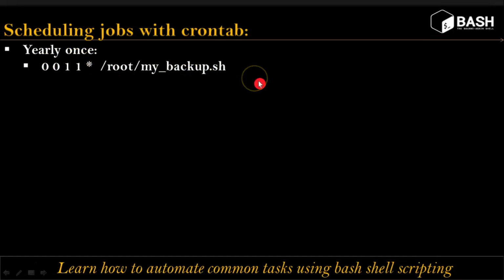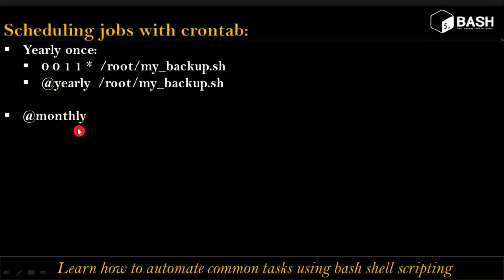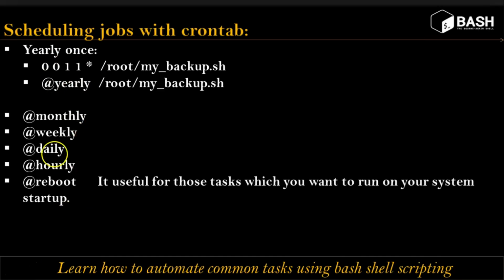So whenever you want to schedule any job once a year, instead of writing this syntax, you can simply use the shortcut @yearly. So instead of writing these 5 fields, you can simply write @yearly. Not only for yearly, you have syntaxes for monthly, weekly, daily, hourly, and reboot. Whenever your server is rebooting, at that time if I want to schedule some job, then @reboot, right? And actually this reboot concept is very useful.